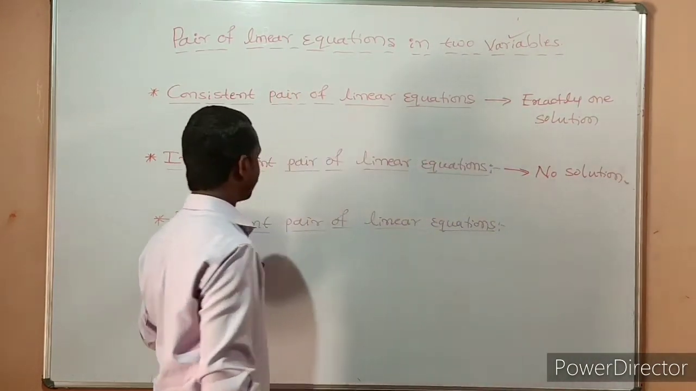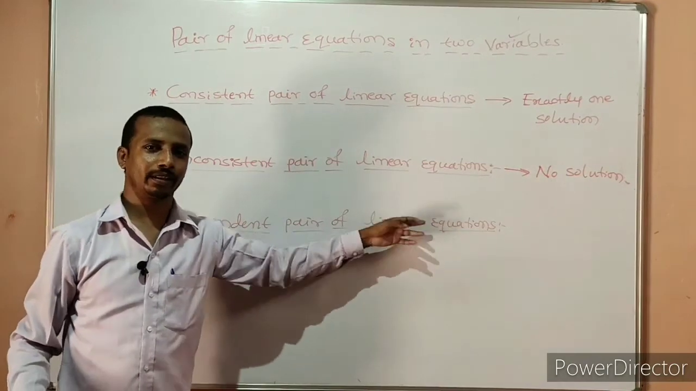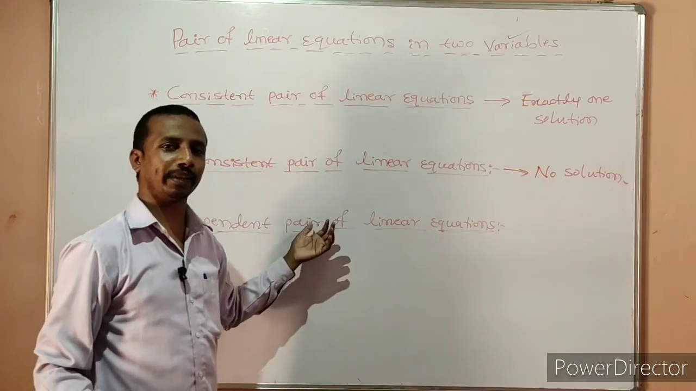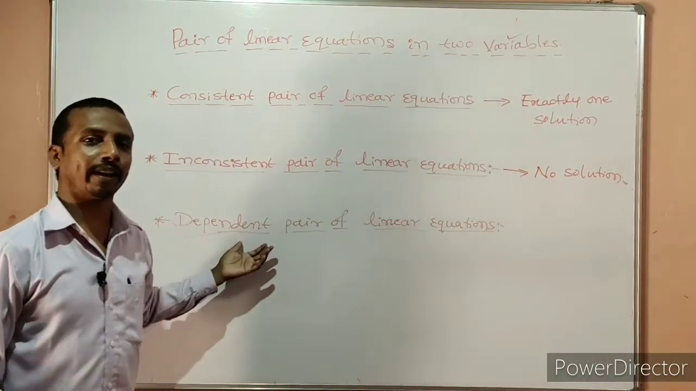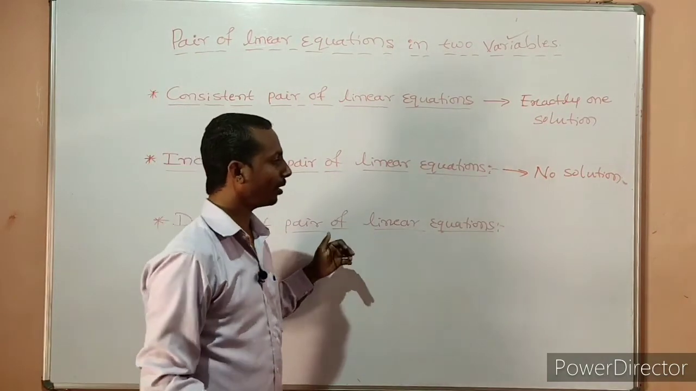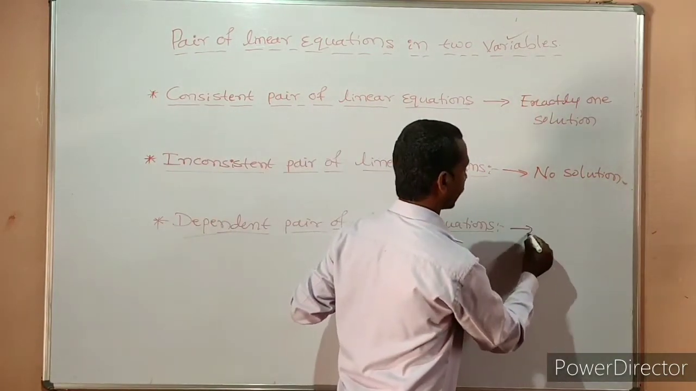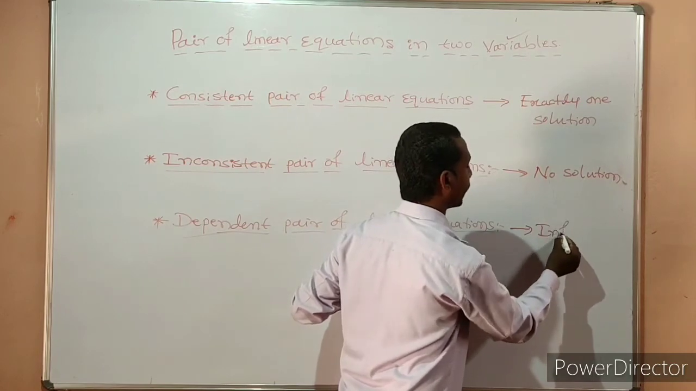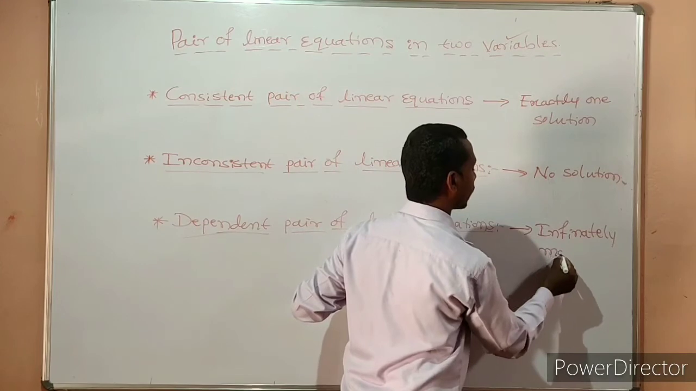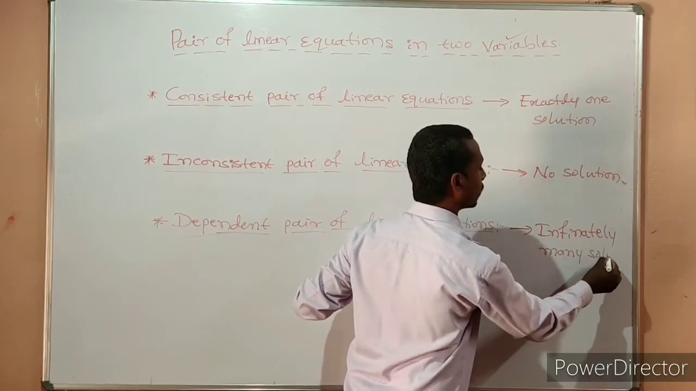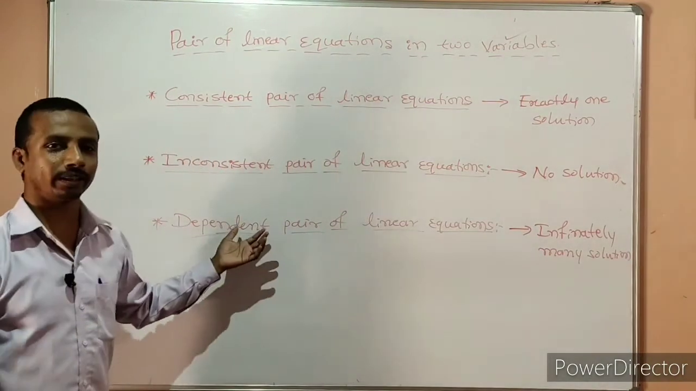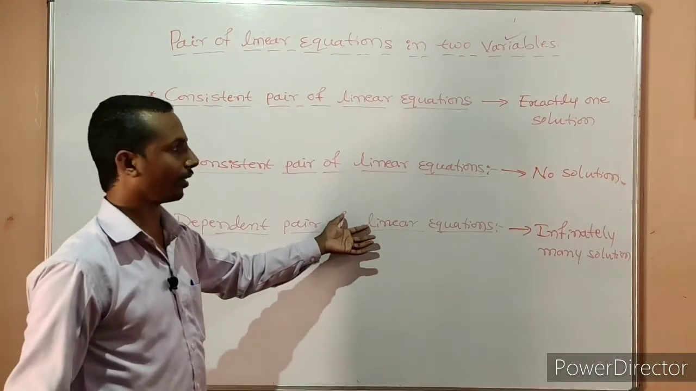The next one, dependent pair of linear equations. A dependent pair of linear equations means a pair of linear equations which has infinitely many solutions. Then it has infinitely many solutions, and it is called a dependent pair of linear equations.